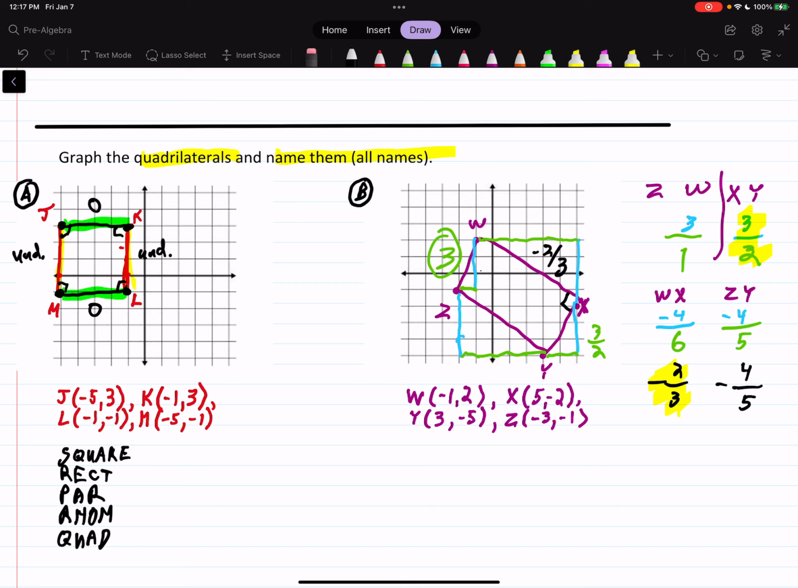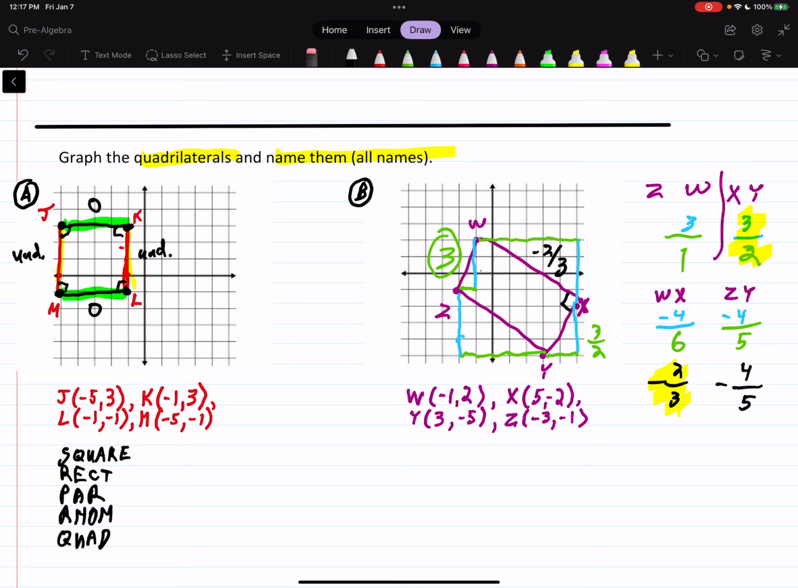And can we say anything else about any others? No, we cannot. So none of the other lines are perpendicular or parallel. Well, we haven't finished, and that is, what is zy? Zy is minus 4/5, so there you are.